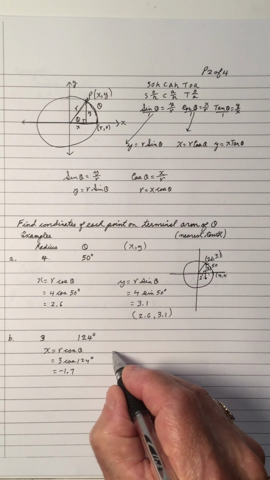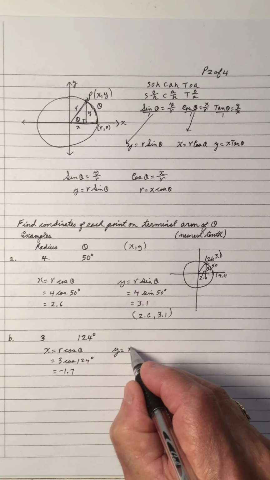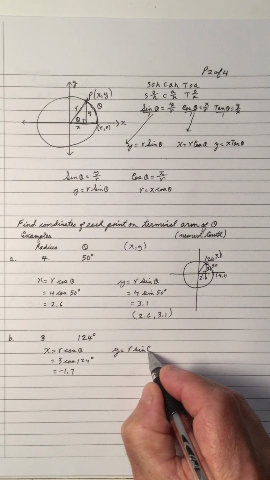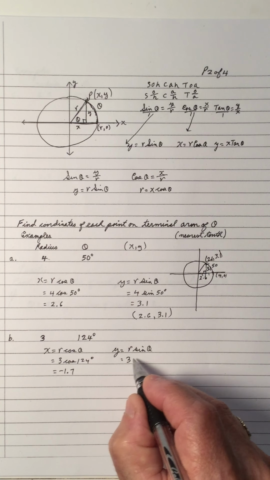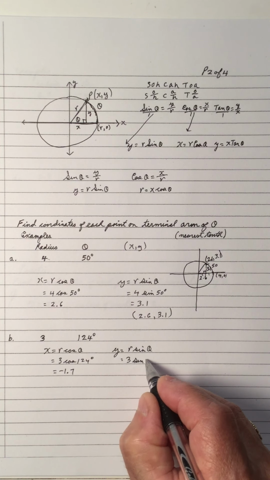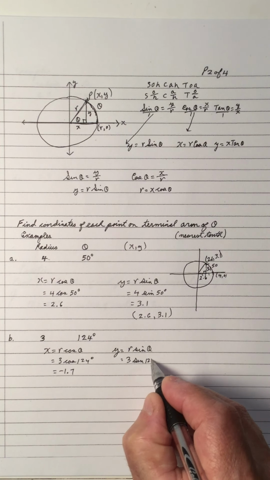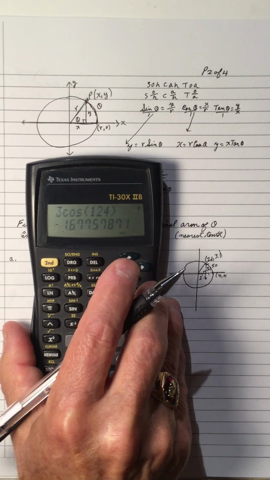Negative 1.7. And y is equal to r sine theta. R is 3, so the sine of 124 degrees. And we work that out. 3 sine 124.